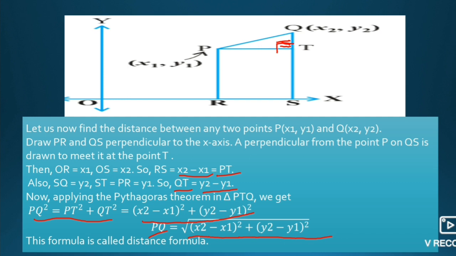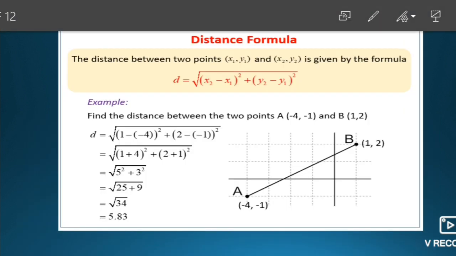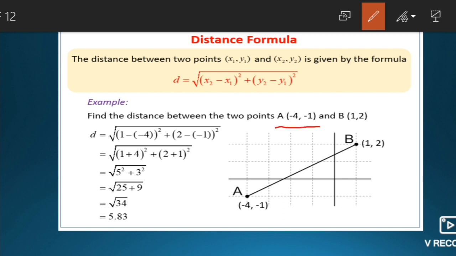So you just have to remember the distance formula. No need to remember this proof. Now I have to apply this distance formula in a regular problem. Find the distance between 2 points A, given as minus 4, minus 1, and B, given as 1, 2. The coordinates of A and B are given. You have to find the distance between them. Suppose this is A point, this is B point. What will be the distance? That is AB.